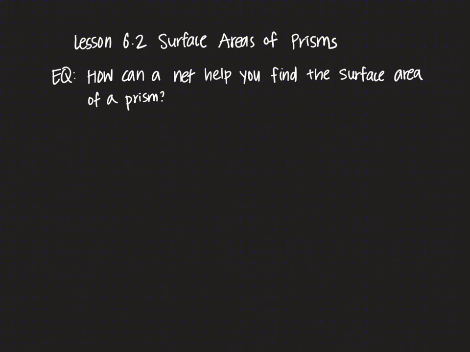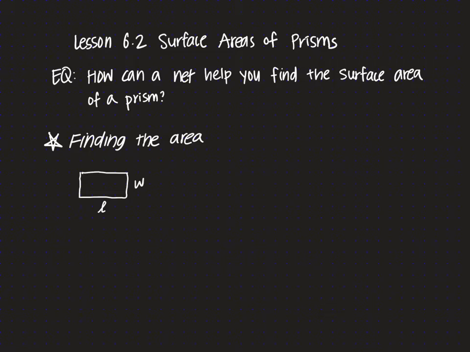Although there are many types of prisms, we're going to mainly look into two types: rectangular prisms and triangular prisms. Before we find the surface area, we're going to review finding the area of different shapes. When you find the area of a rectangle, square, or parallelogram, you multiply the length and width, which I'm just going to write as L and W.